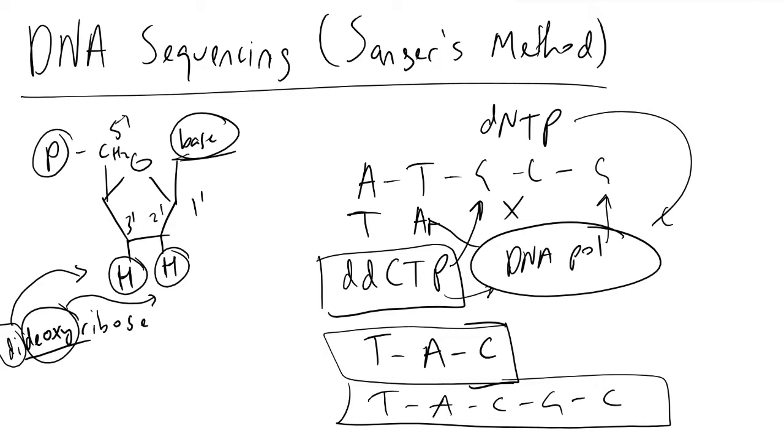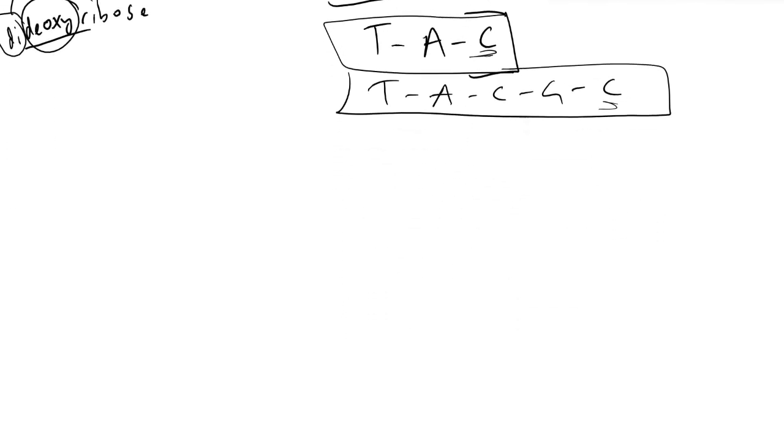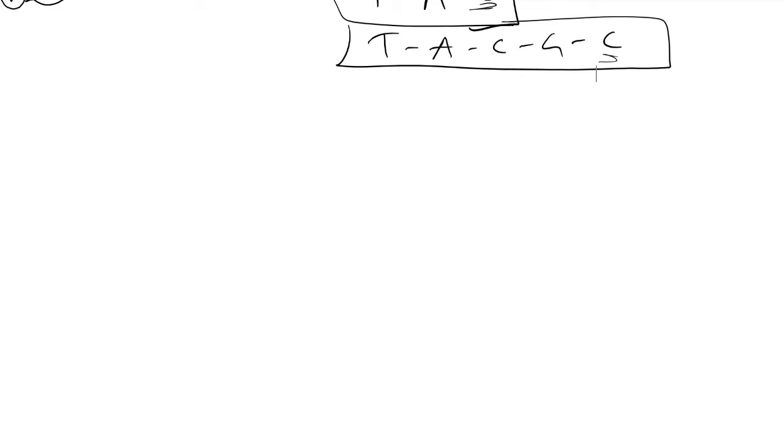And we wouldn't just have ddCTP present, we would also have ddATP, ddTTP, and ddGTP. And so we would have many different fragments, and for each one they would end in whatever ddNTP we had present in our solution. The breakthrough with Sanger sequencing that allowed us to figure out what DNA sequences are in the first place is this.